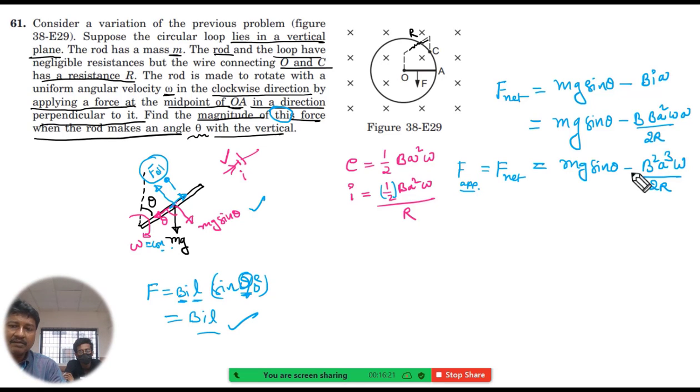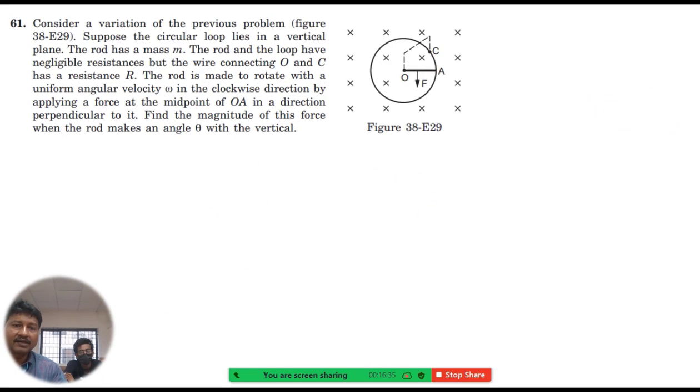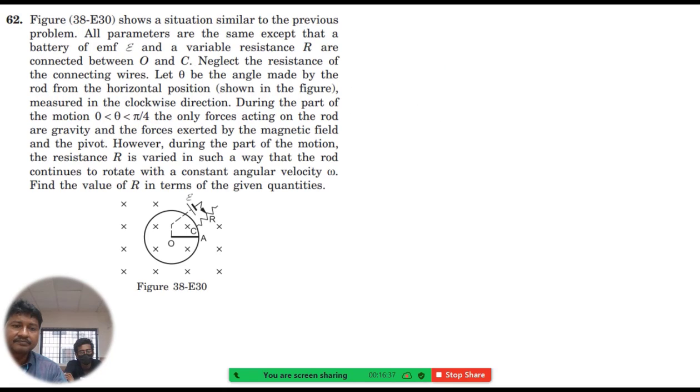So mg sin theta minus B squared A cubed omega by 2R. If it is moved horizontally, this mg sin theta component is not there. First problem. Yes, sir. Let us move on to the next problem.